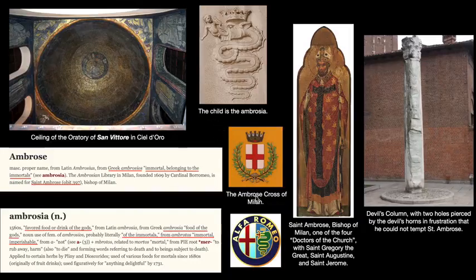This is even called the Ambrose Cross of Milan. The Ambrose Cross, St. Michael's Cross, St. George's Cross. And you have their marriage in the Alfa Romeo logo. This is St. Ambrose, the Bishop of Milan, one of the 4 doctors of the Church, along with St. Gregory the Great, St. Augustine, and St. Jerome. This is the Devil's Column outside of St. Ambrose Church, with 2 holes pierced by the devil's horns in frustration that he could not tempt St. Ambrose.